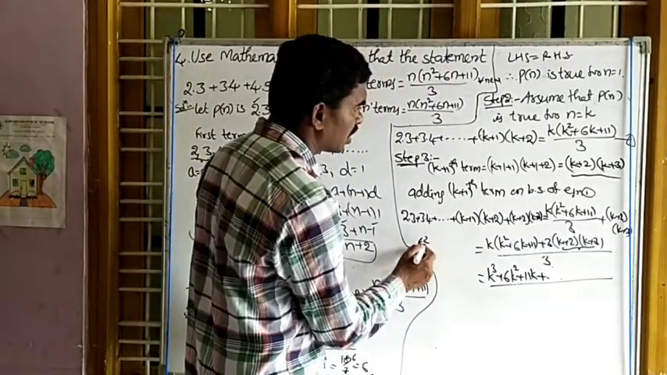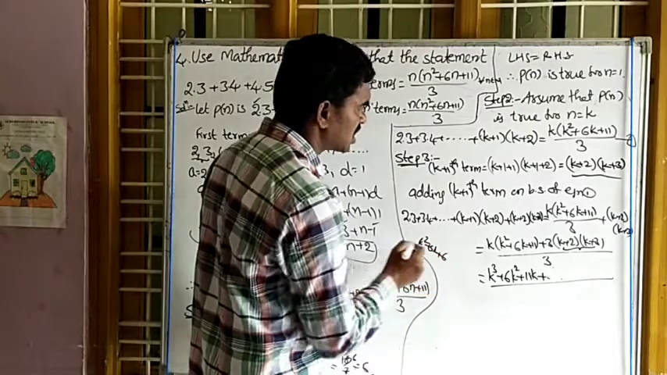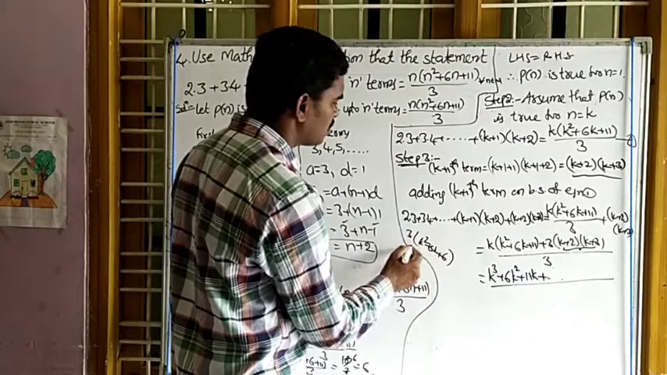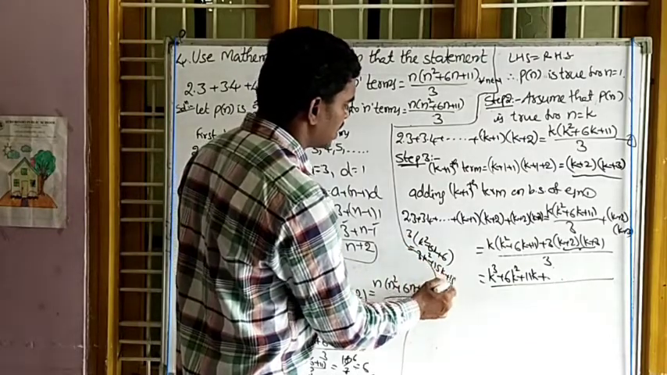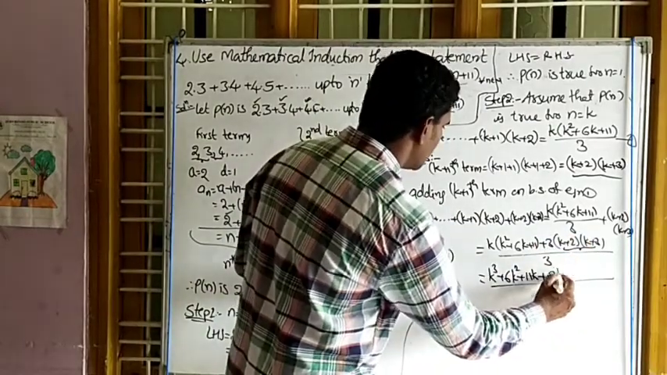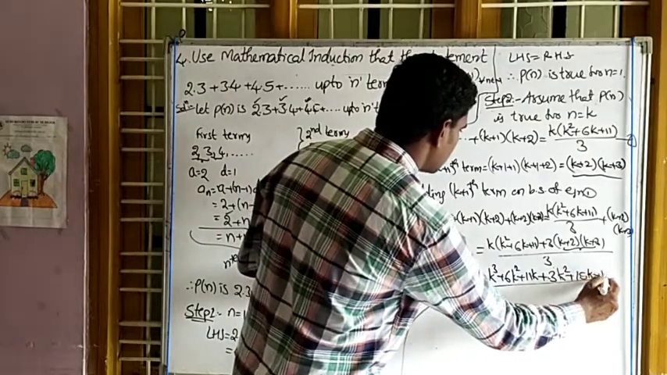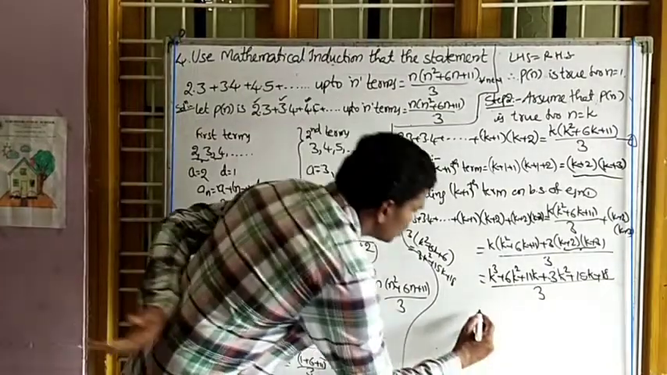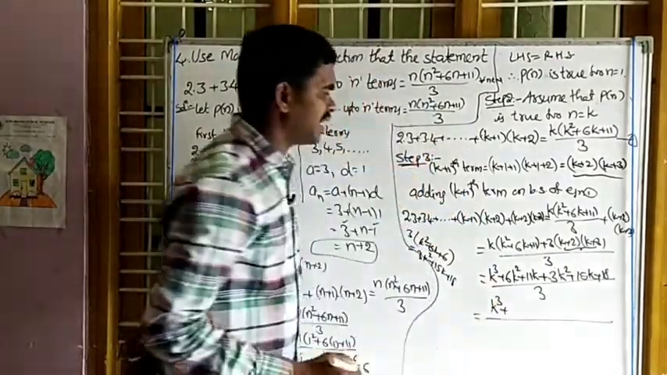Doing rough work, k square plus 5k plus 6 we are getting. I'm doing it directly. Into 3 is there now. So we get 3k square, 15k, 18. So by simplifying these three terms, we are getting 3k square plus 15k plus 18, divided by 3. Okay, so which is equal to the k cube and k square terms.